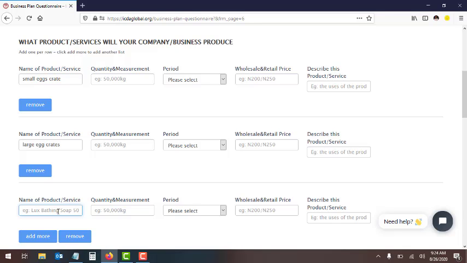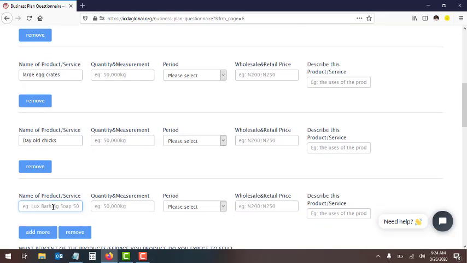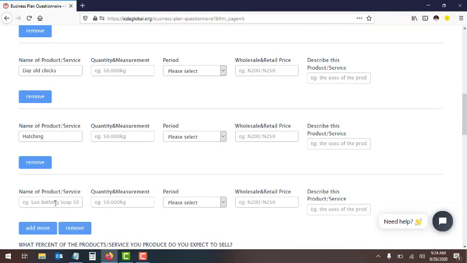You also sell day old chicks. You put day old chicks. Now maybe it's not a product you sell, maybe it's a service. Maybe you also do hatching of eggs. You write down you do hatching. Also you might be producing feeds. You can just put feeds.